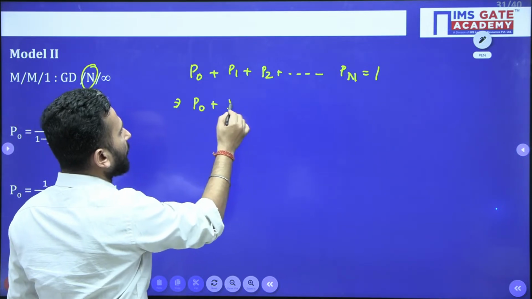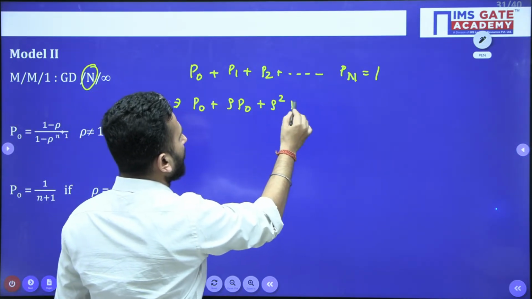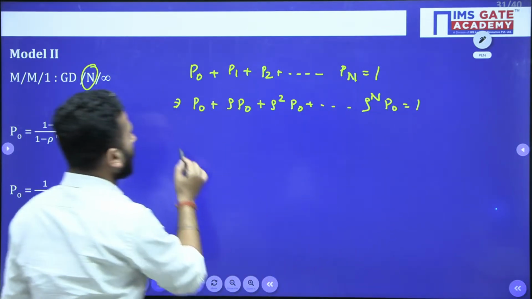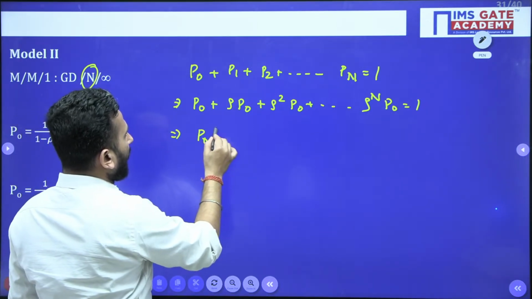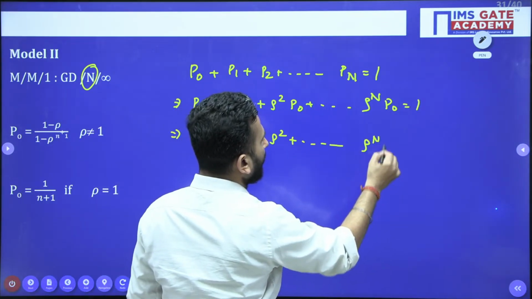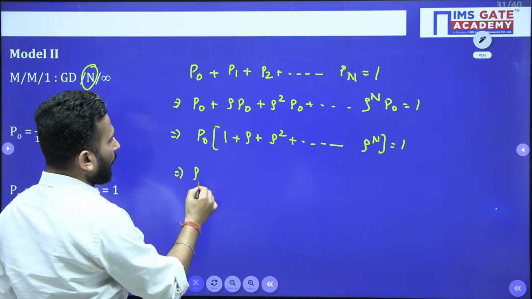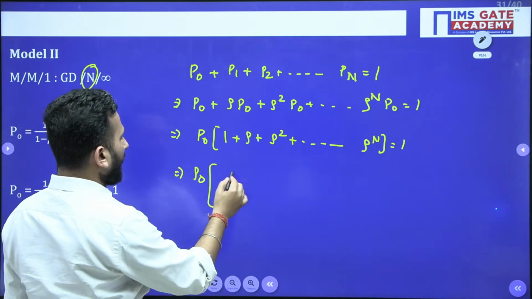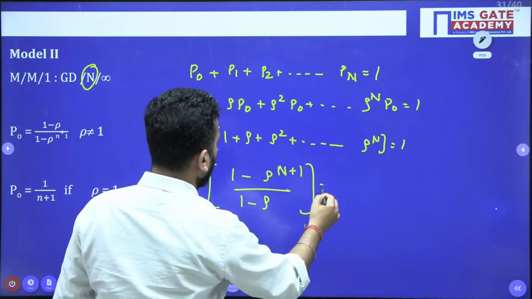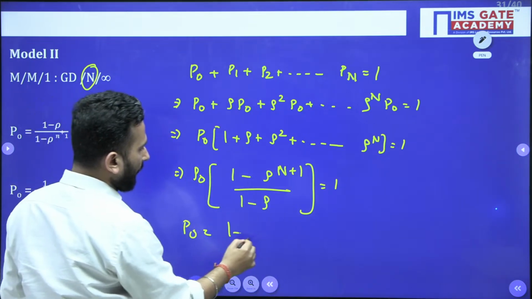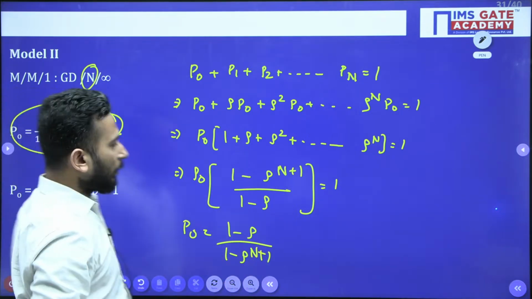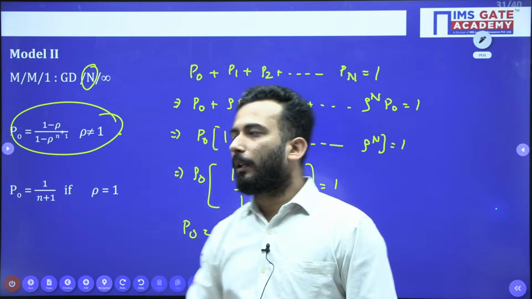So P naught plus rho P naught, using the steady state formula, can I write this? P naught plus rho P naught plus dot dot rho to the n P naught is equal to 1. Yes or no? So P naught I can take common: 1 plus rho plus rho square plus dot dot rho to the n is equal to 1. Yes or no? So what will be this formula? This formula will be 1 minus rho to the n plus 1 by 1 minus rho. So P naught, what we are getting? 1 minus rho divided by 1 minus rho to the n plus 1. Got?